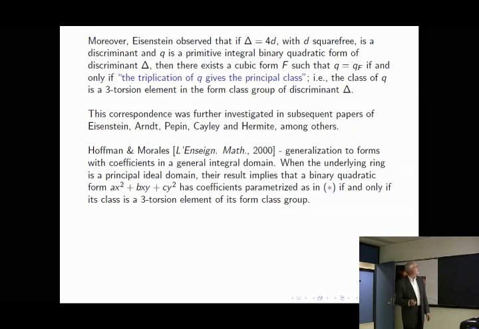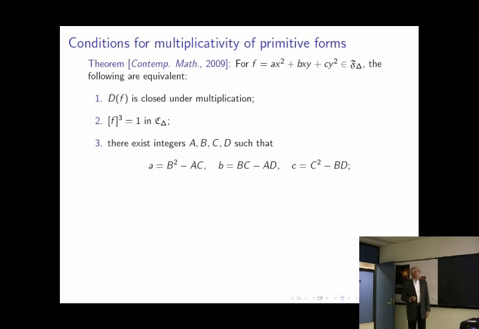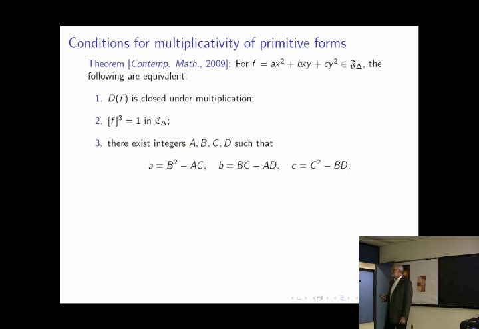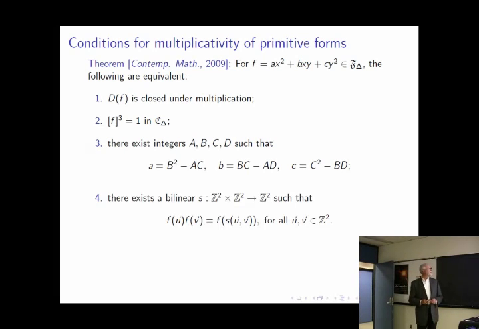Okay, so let me go back to the problem at hand. Bob and I were able to determine a number of equivalent conditions for multiplicativity. I've stated them here for primitive forms. So the first one is that df is closed under multiplication. That's our condition that Arnold was interested in. The second one is that it gives rise to a 3 torsion element in the class group. Third one is that you get the coefficients of the form by a parametrization of the type that Eisenstein discovered. And the fourth one is that the multiplication formula arises in a very special way through a bilinear pairing that looks similar to what we saw in the composition operation.